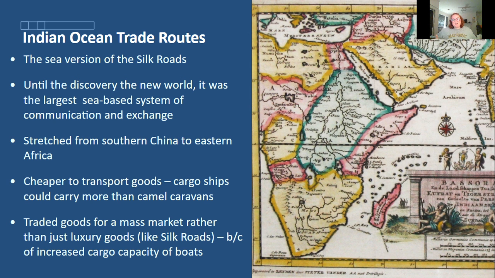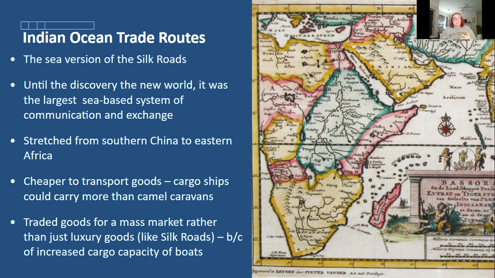So let's talk about the Indian Ocean trade routes. It's basically the sea version of the Silk Roads. Until the discovery of the New World, it was the largest sea-based system of communication and exchange, and it stretched from southern China into eastern Africa.